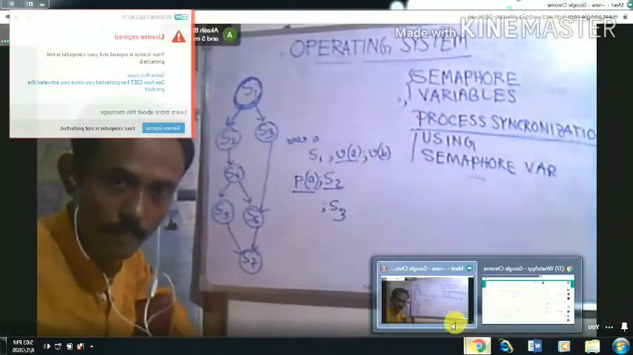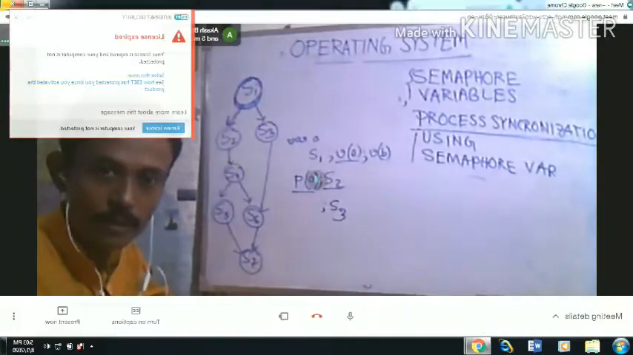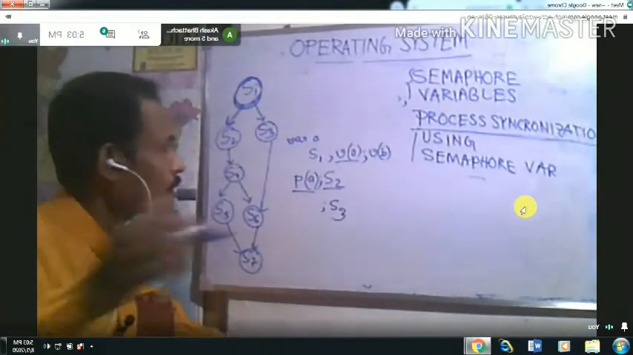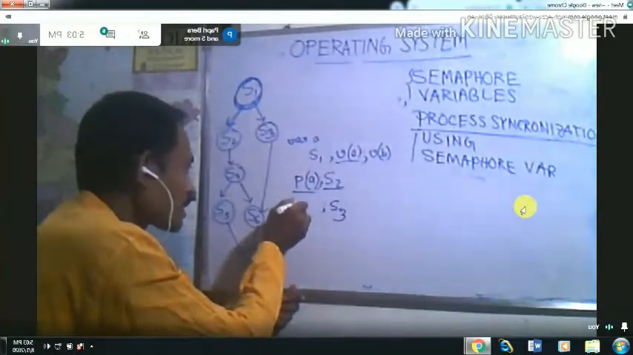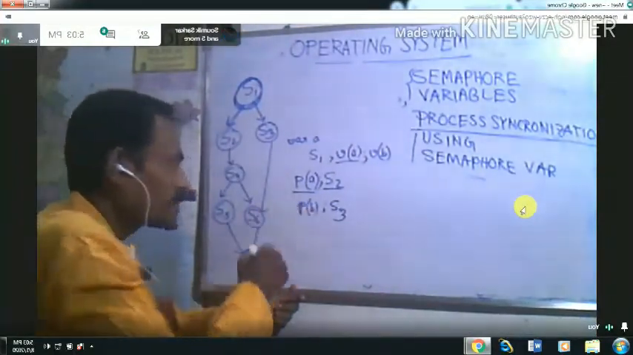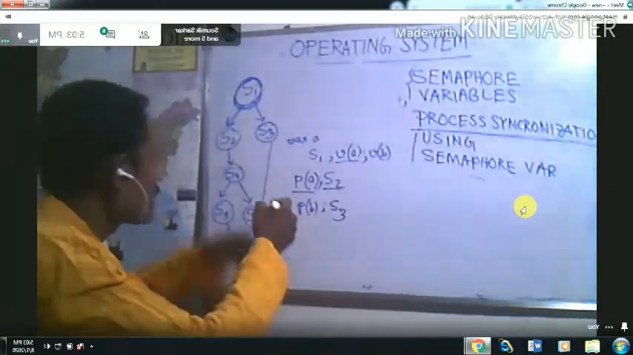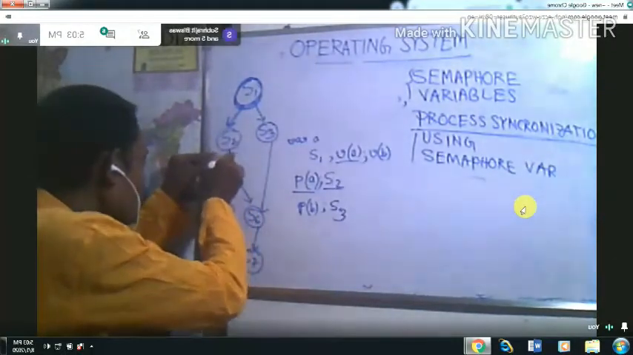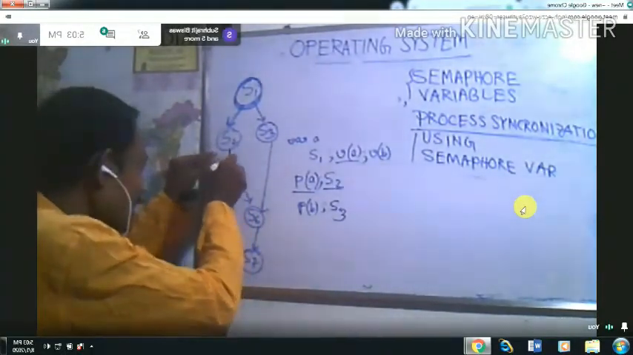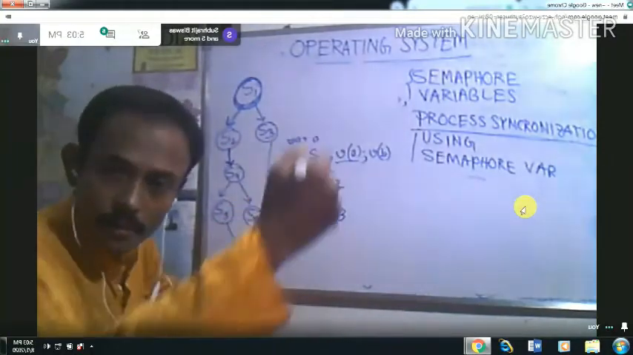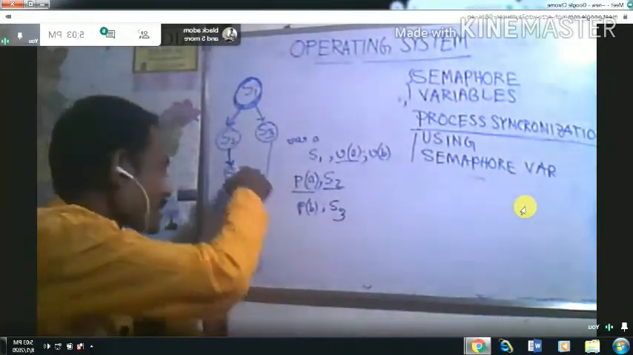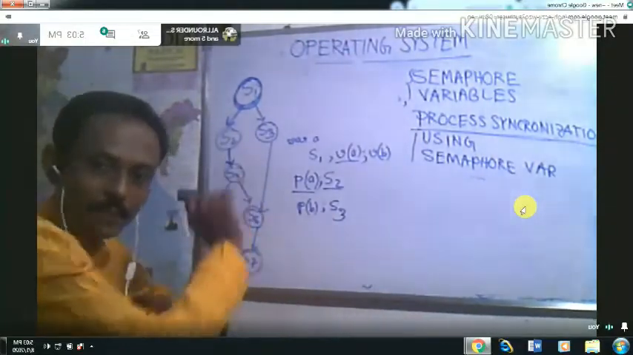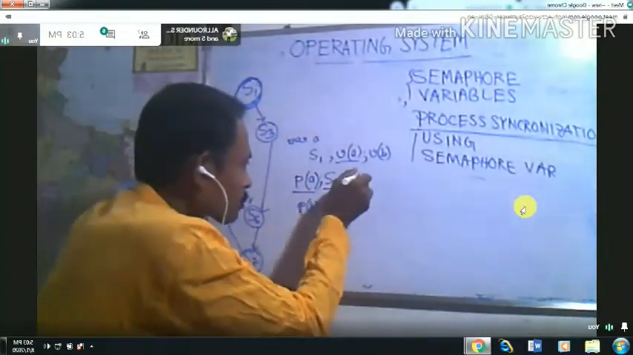Okay, so this is another semaphore variable. Before the S3 execution, the P operation will be done, and when S2 is executed, S3 can execute serially. That means that particular process can execute S4 because it can execute serially. So after S2 you can execute S4.